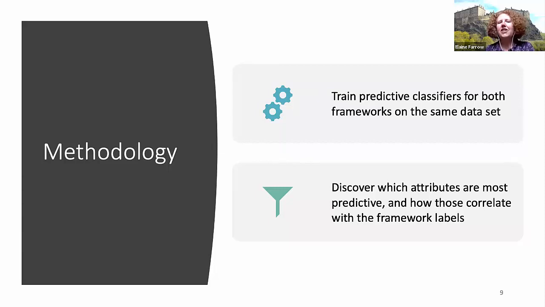And our methodology was to train predictive classifiers for both of these frameworks, community of inquiry and also ICAP, using the same data set. And then having trained those classifiers, we want to look at them to discover which attributes are the most predictive and how those correlate with the framework labels.